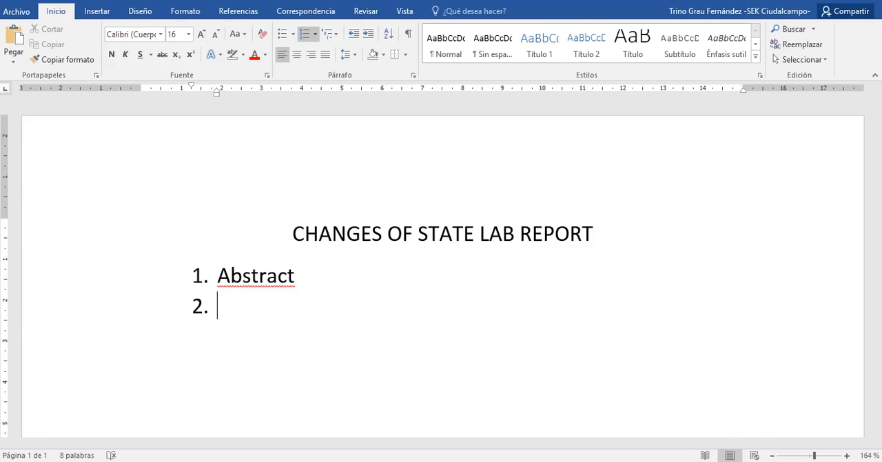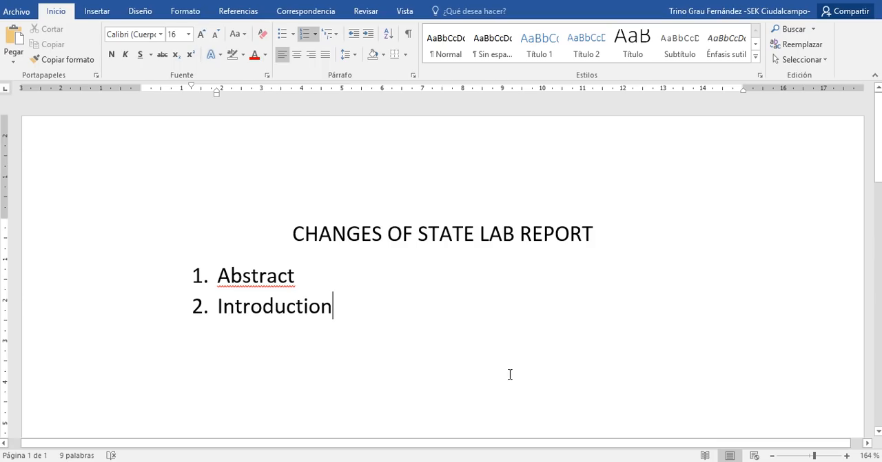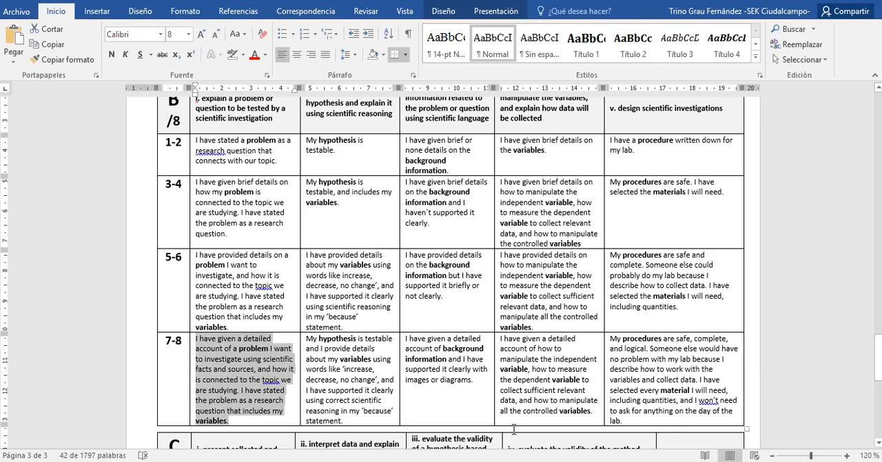Then you're going to do the introduction. Okay, so to explain the introduction, I'm going to make reference to the rubric. First of all, in the introduction, you need to state the problem or the question of research, and look at the maximum grade of the item of the rubric. So for stating the problem, you need to give a detailed account of the problem you want to investigate using scientific facts and sources and how it is connected to the topic you're studying. And you have stated the problem as a research question that includes your variables.